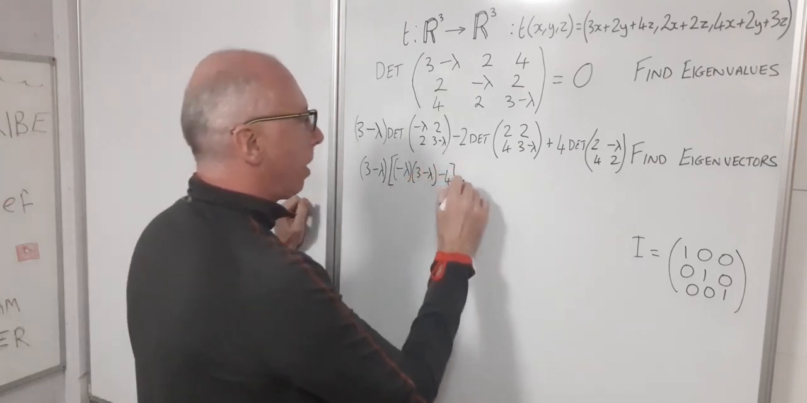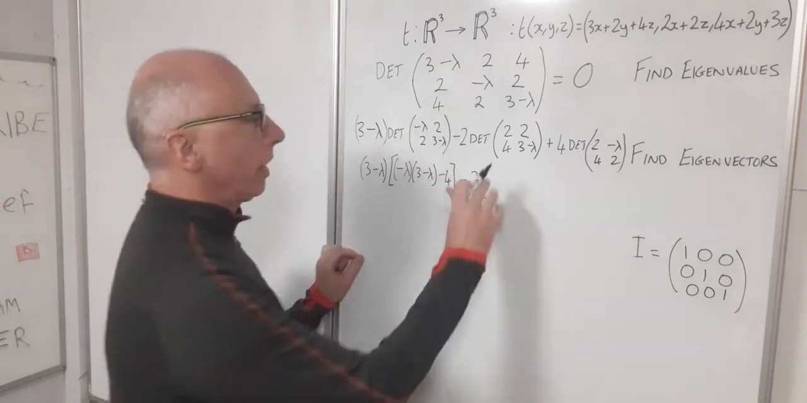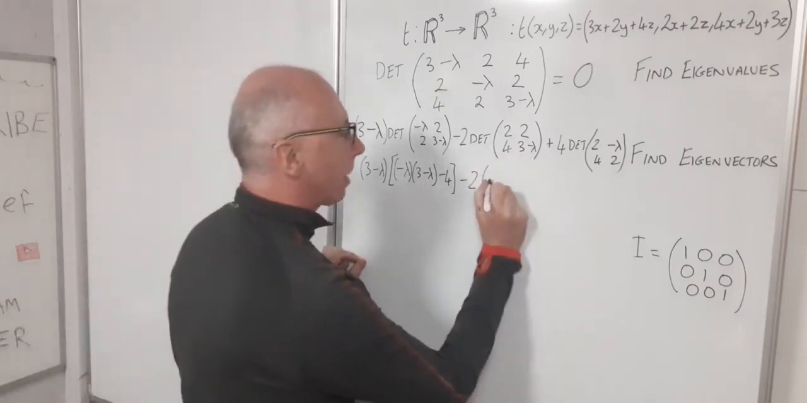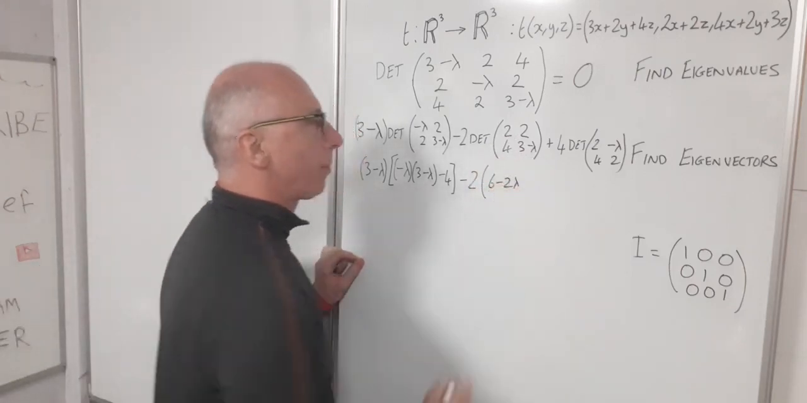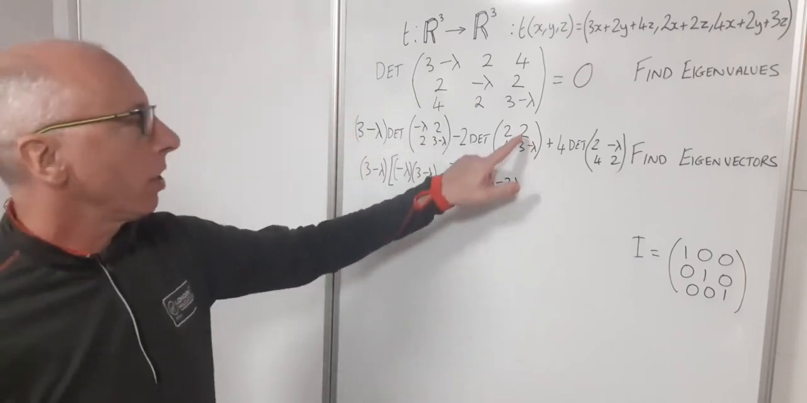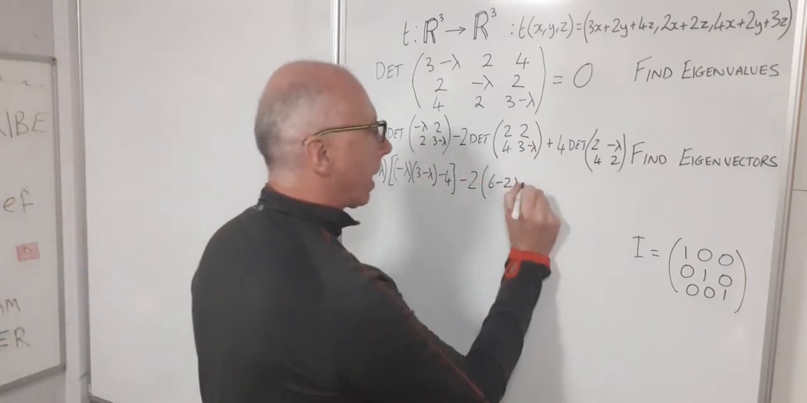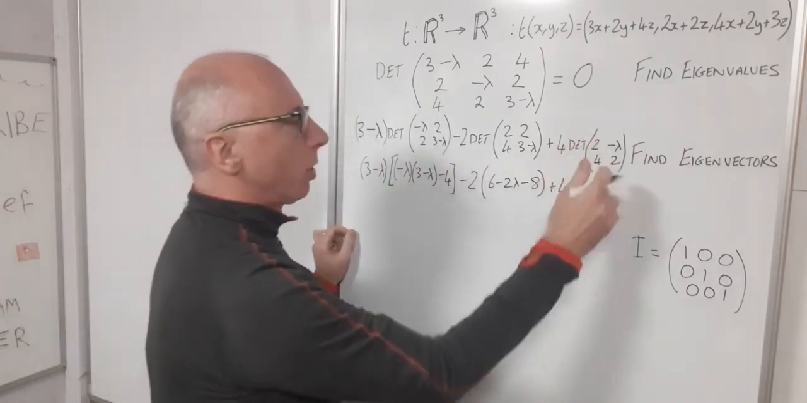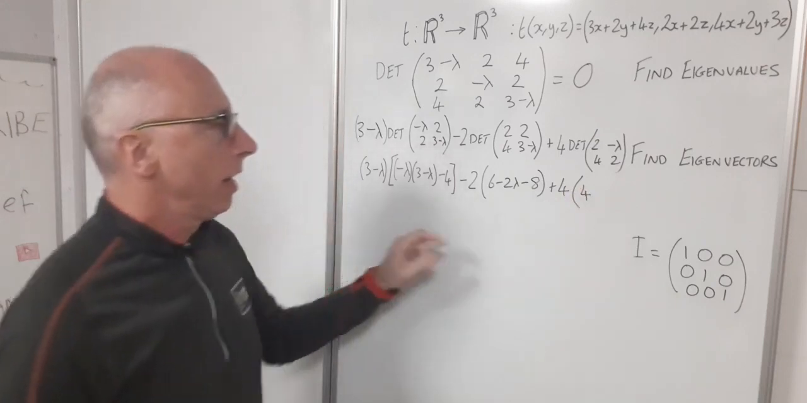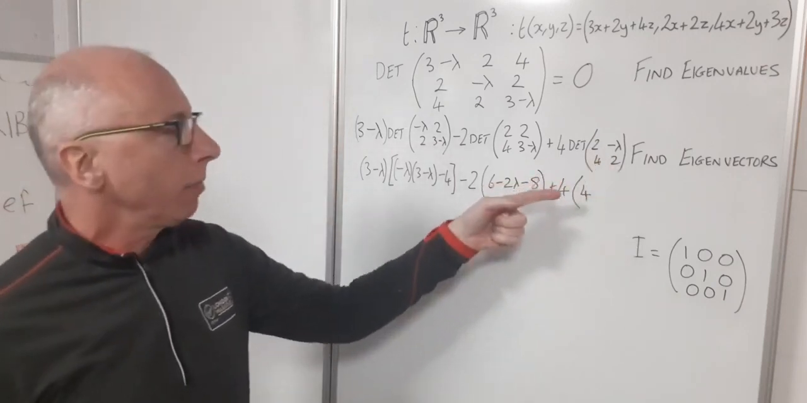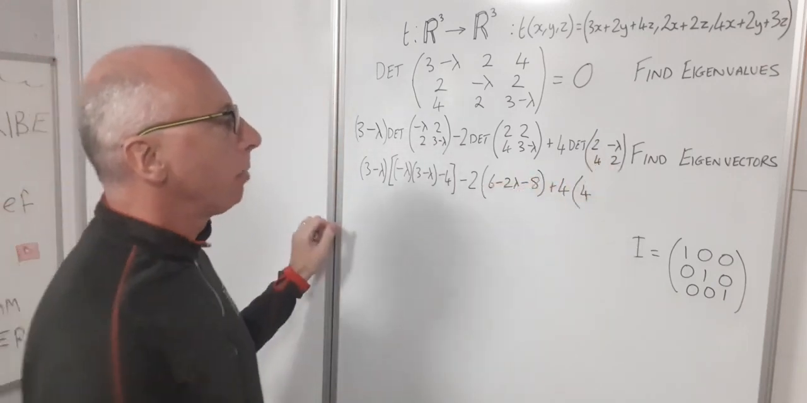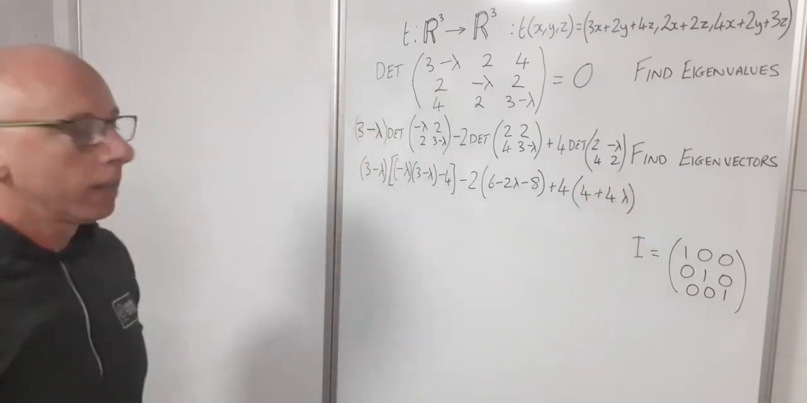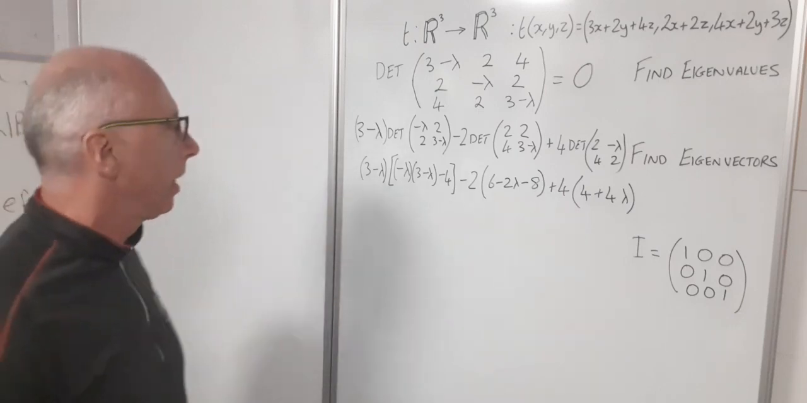And then the next one, minus 2 times. Okay, let's take the determinant of this one. So 2 times 3 minus lambda, that's going to be 6 minus 2 lambda. And here, subtracting the other diagonals, 2 times 4 is 8, so subtract 8. Okay, and then 4 times, so determinant of this, 2 2s are 4, that's fine. 4 times minus lambda is minus 4 lambda, but then subtract it, that's going to give me plus 4 lambda.